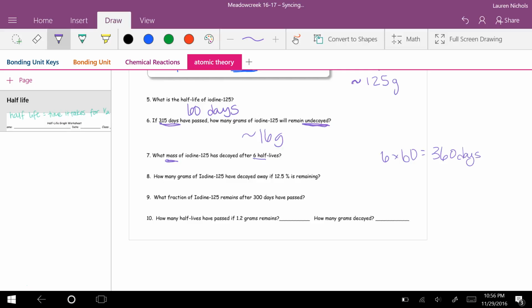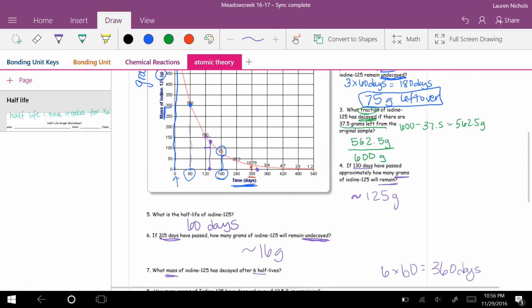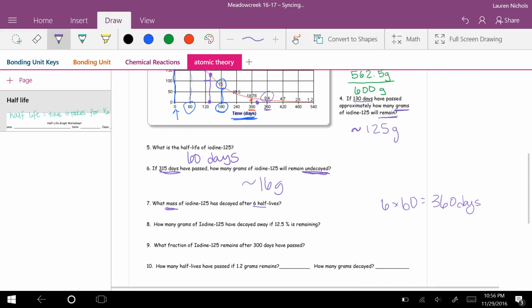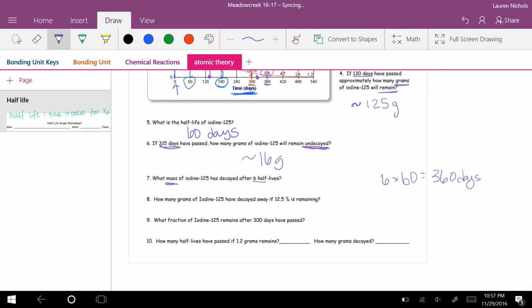360 days have gone by. So, if we look for 360 days, oh, lovely, it's one of the numbers already there, we see that 9.4 grams is remaining. But they want to know how much has decayed. That means I'm going to have to subtract. So if I take my 600 grams initially and subtract the 9.4 grams that I got from the chart, I will have 500 and, well, let's make sure that I do my mental math correctly.